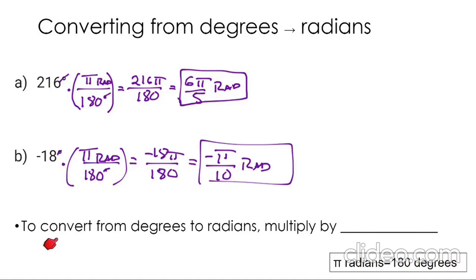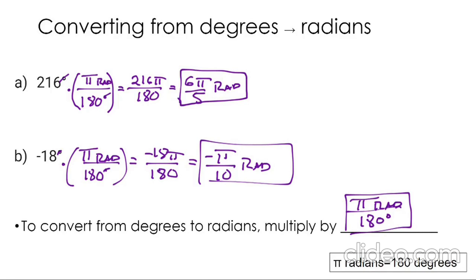And so we've got the same rule here. To convert from degrees to radians, we're now going to multiply by the reciprocal. We're going to multiply by pi radians over 180 degrees. So it's just like the other conversion that we're making. We've just taken the reciprocal.